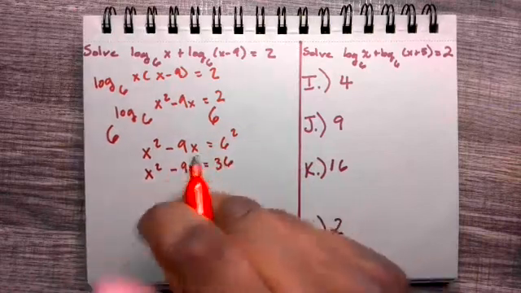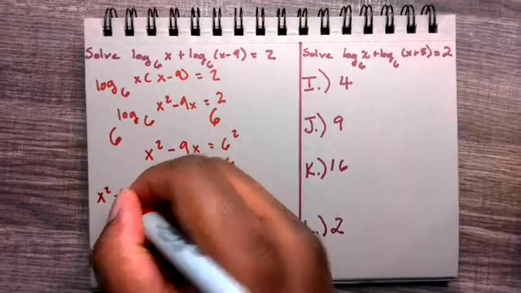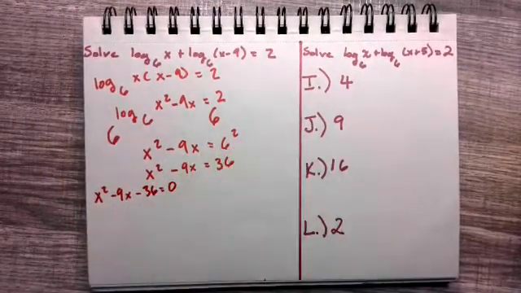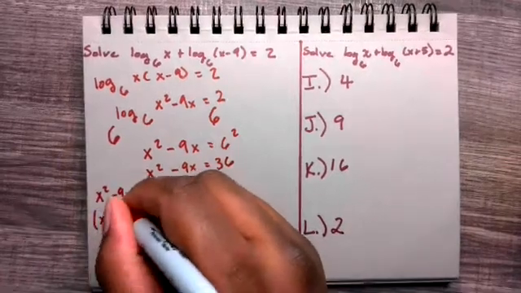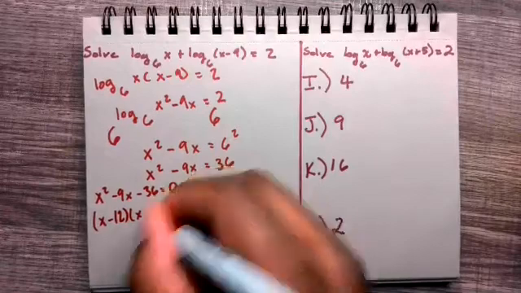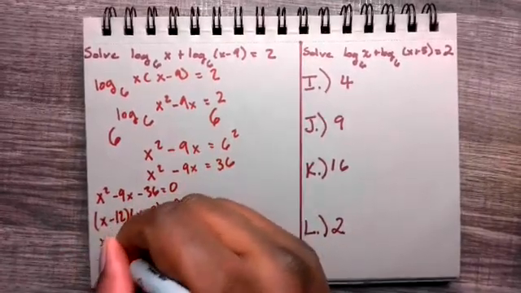And now I want to do some really quick factoring. Once again, it's a quadratic, so you bring everything to one side. That gives us x squared minus 9x minus 36 equals 0. If I try to find two numbers that multiply to give you negative 36 but add to give you negative 9, that's going to be x minus 12 and x plus 3. So I've got two answer choices, x equals negative 3 or x equals positive 12.